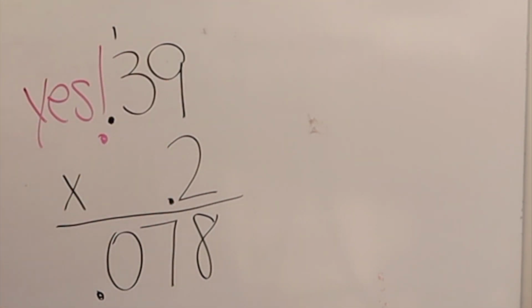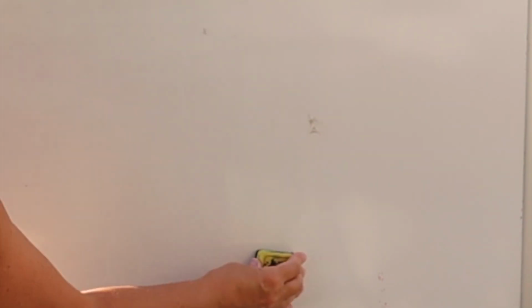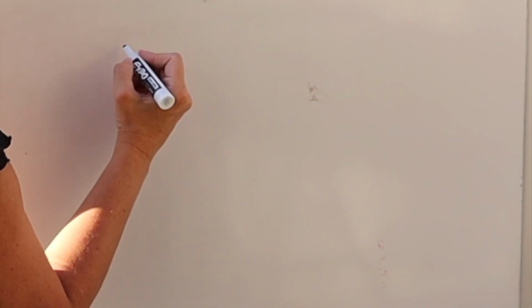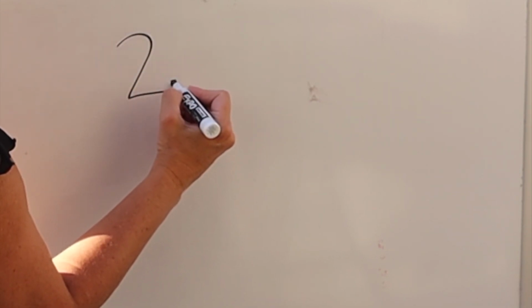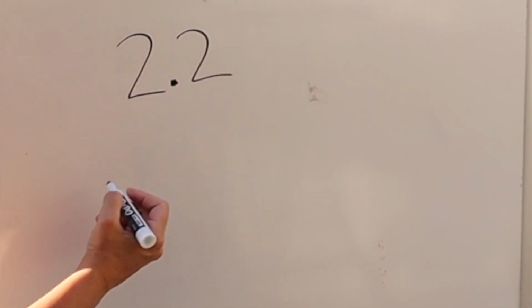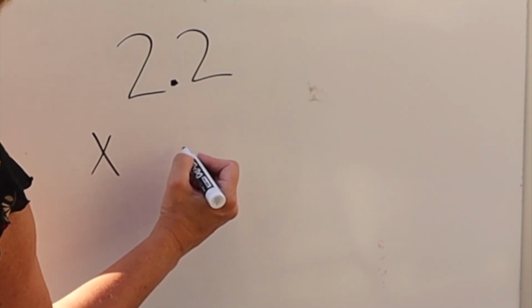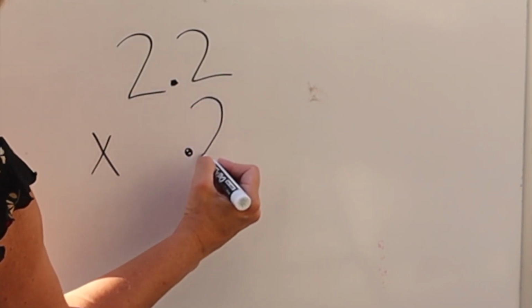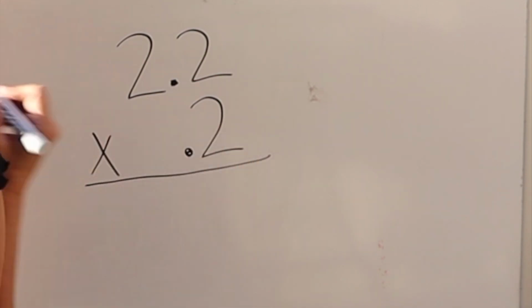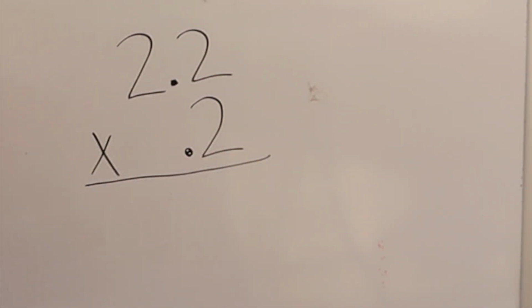Yes, now it's your turn. You ready to give these problems a try? Get out a piece of paper and a pencil and let's try this one. Multiply 2 and 2/10 times, let's just have another 2/10. Set it up, multiply. Don't forget to put your decimal point in the proper place on the very last step. Press pause while you're working and then we'll check it.